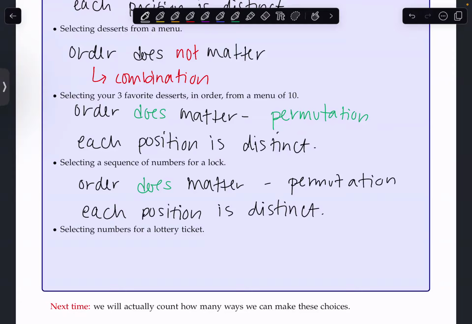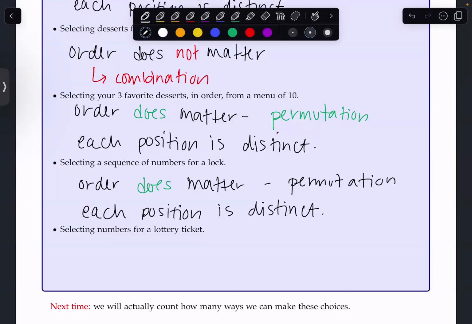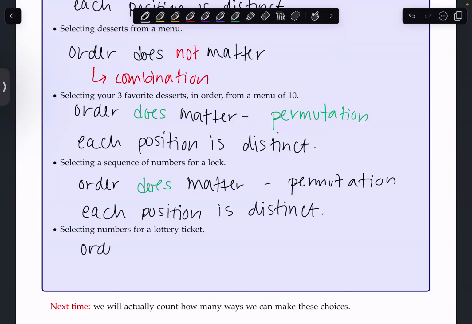Okay, and the last one, let's say we select numbers from a lottery ticket. So here, and maybe you aren't very familiar with lottery tickets, but all that matters is that your number shows up on your ticket. They don't care what order it's selected. It's just dependent if the number is on your ticket. So the order does not matter, and this is going to give us a combination.